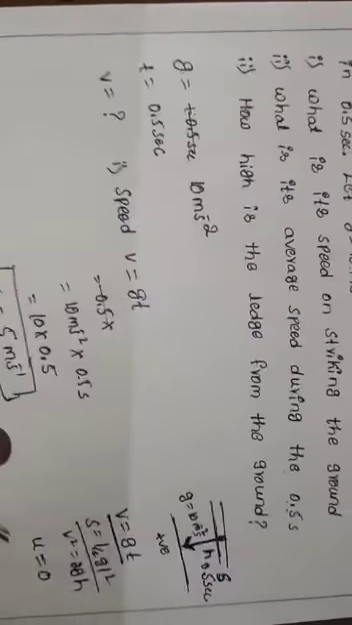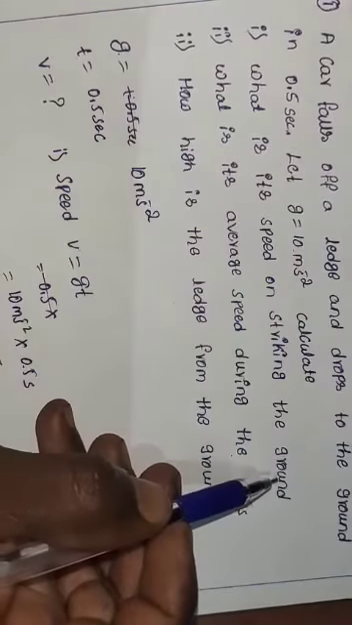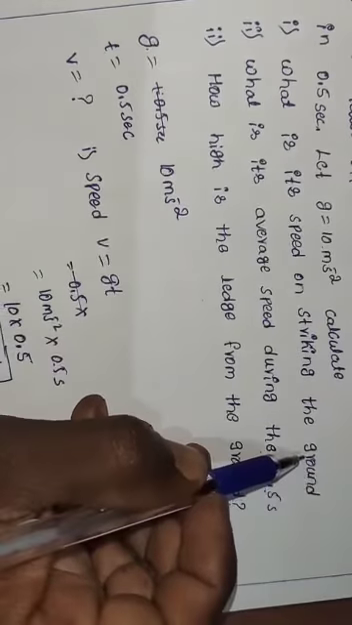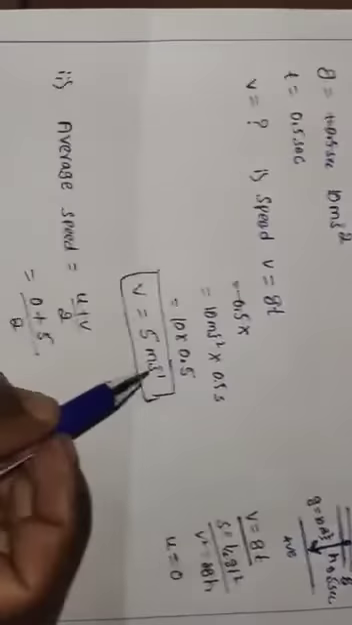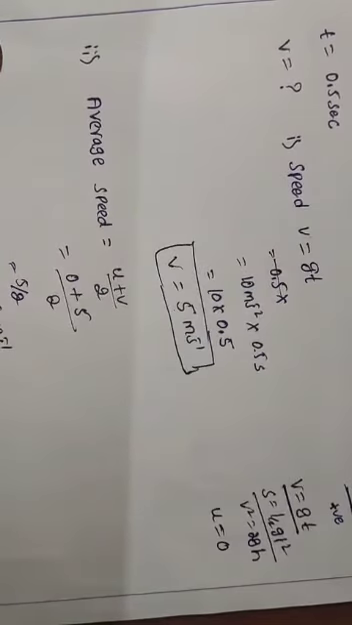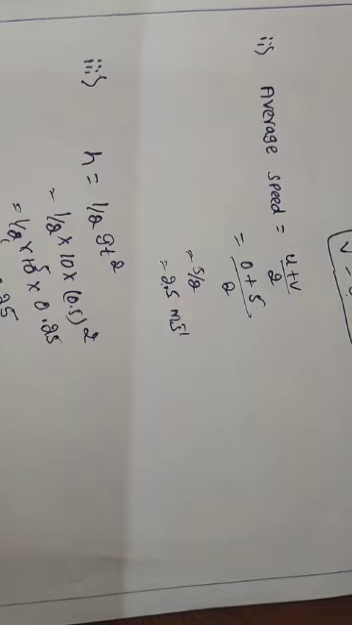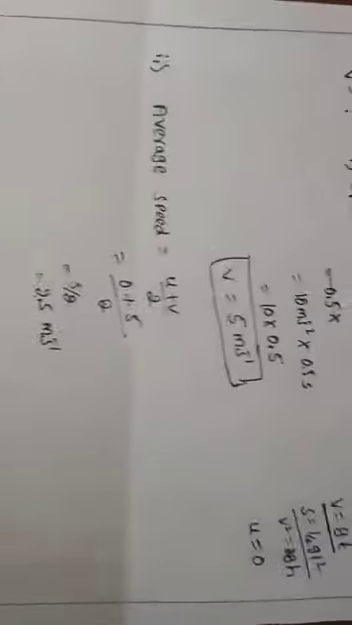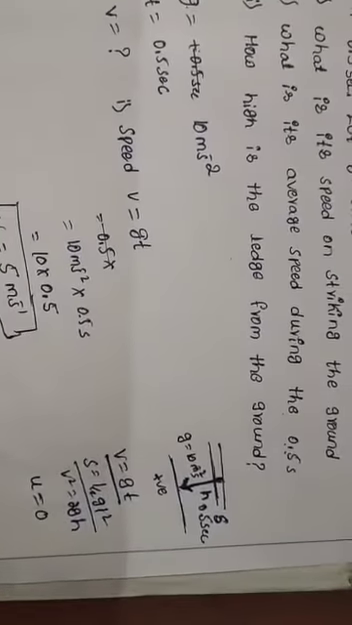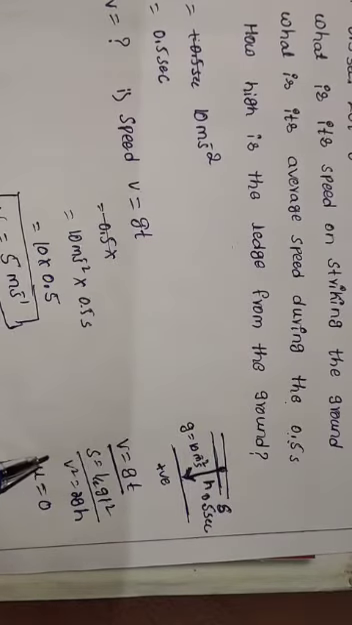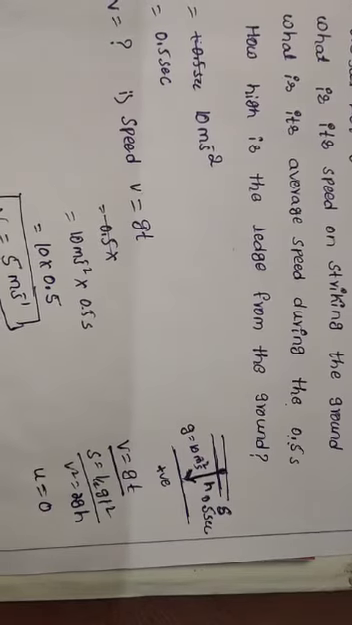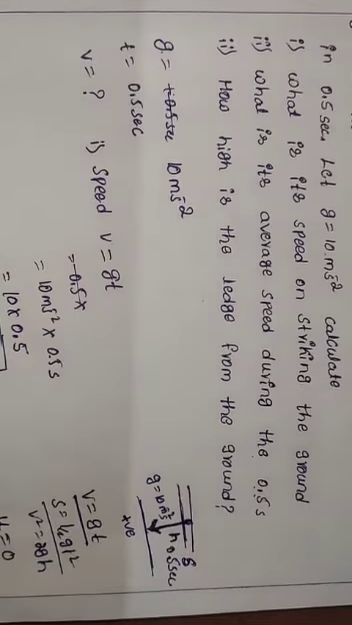The speed on striking the ground is 5 meter per second, the average speed is 2.5 meter per second, and the height, the distance between the object and the ground, is 1.25 meters. Thus we solved the problem by using the equations of motion and the influence of the gravitational force. We can see one more problem next.